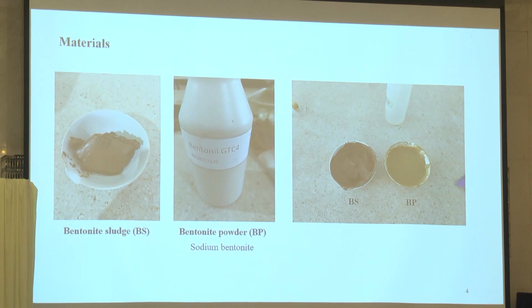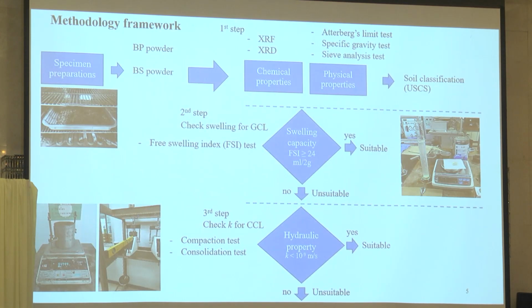We start from the material we use. We use the bentonite sludge obtained from the company, and bentonite powder, a sodium bentonite, as the control material. The right-hand side figure shows the specimen we prepared for the consolidation test.